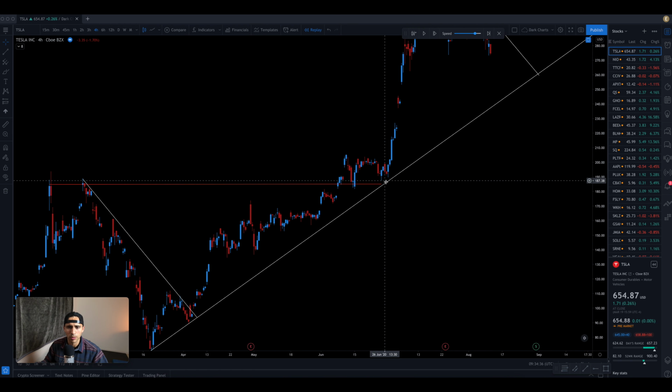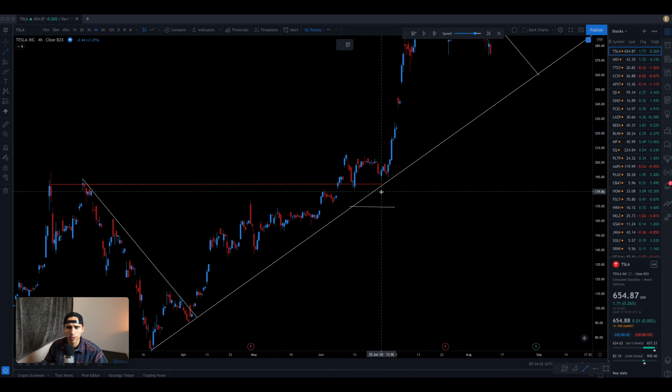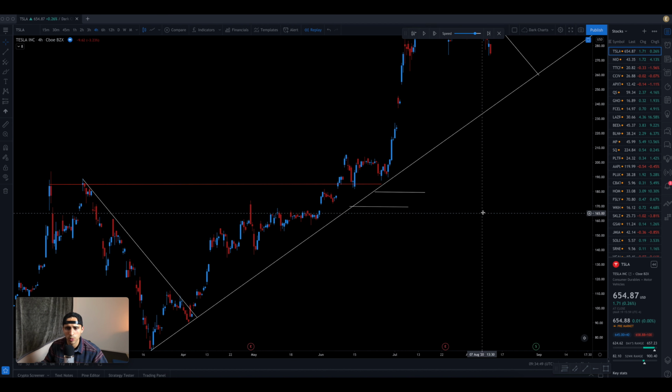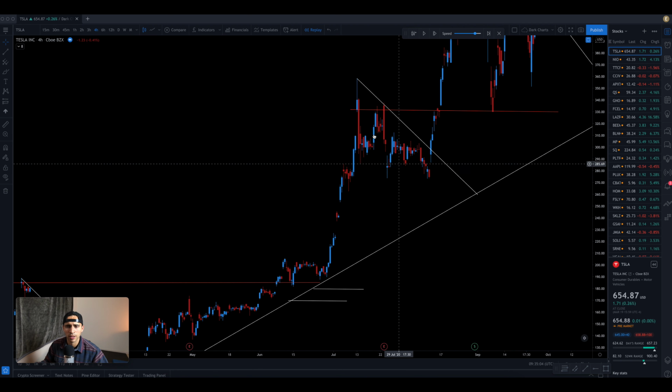Support, boom, could have got an entry. Maybe you would have possibly put a stop loss right down in here. If you're real conservative, you could have possibly put a stop loss right in here just to get a good risk to reward trade on here. And then you just see that it just took off, and it took off up on this uptrend.